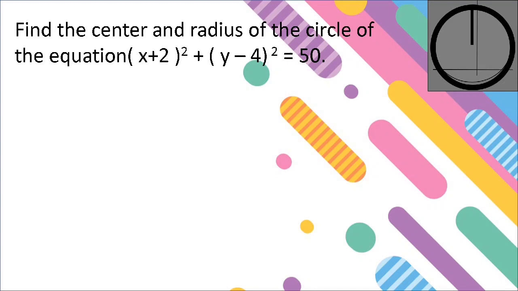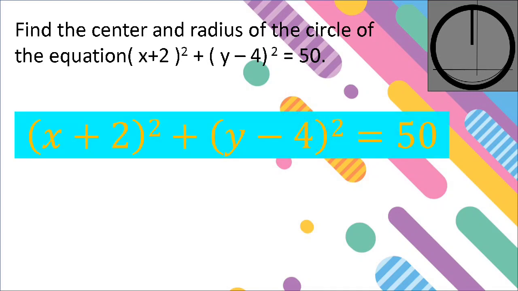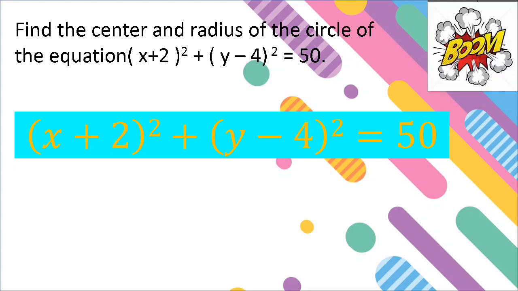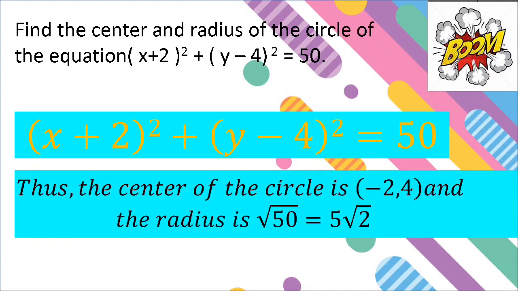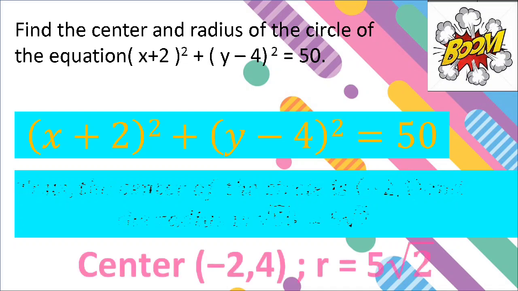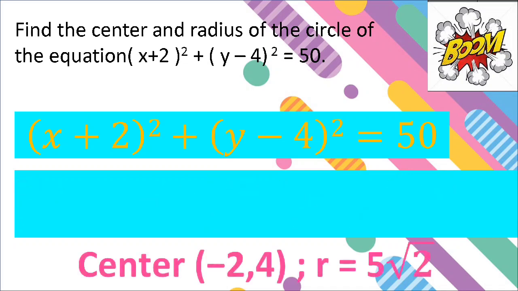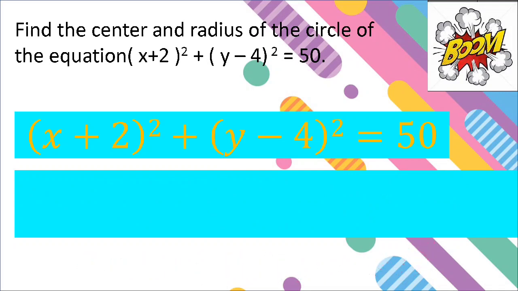For this particular problem, we're going to find the center and the radius of the circle of the equation: the quantity x plus 2 squared plus the quantity y minus 4 squared is equal to 50. Of course, getting the opposite sign of h and k, that is the center. So we have negative 2, comma 4, which is from 2 and negative 4. And of course, getting the square root of 50, that is equal to 5 square root of 2. So this is the center, and this is the radius of the circle.